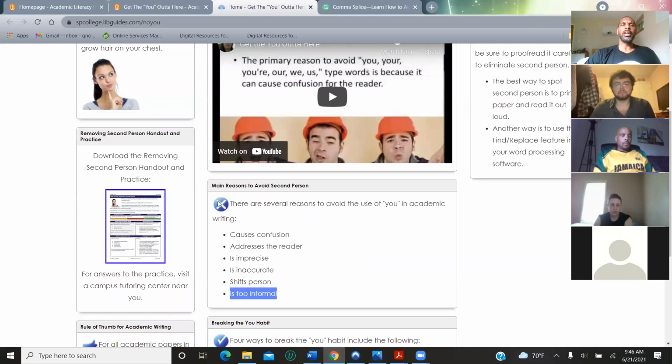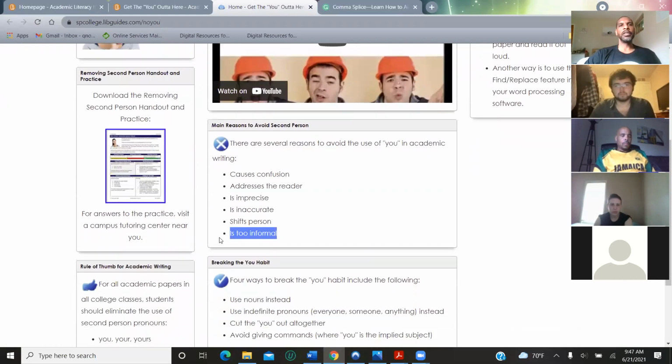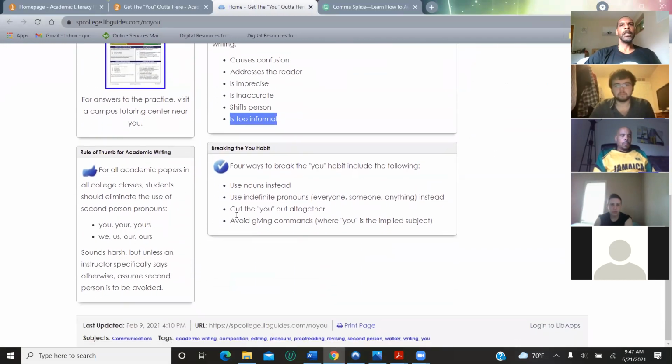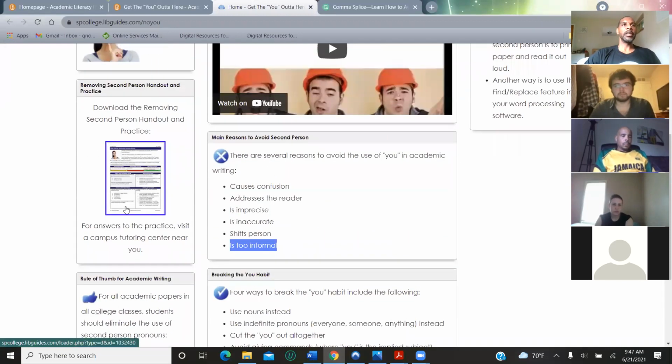You don't have to be extra formal with this, or too informal, I should say. You don't have to be extra formal, of course, but conversational elements may be too much for this assignment. And then here's some fixes, but they put it all in a nice, concise handout for us.